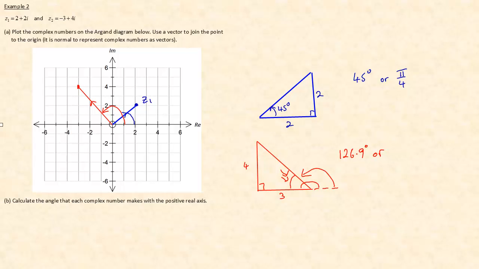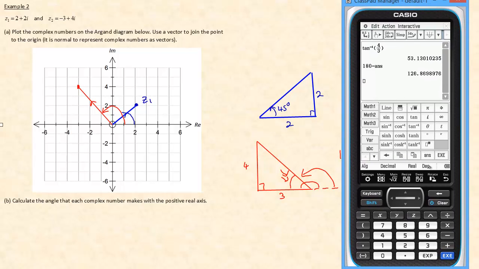Or, let's do it in radians. So let's go back and calculate that. And then instead of that being 180, take away the answer. We'll make it pi, take away the answer. And that's 2.21 radians.